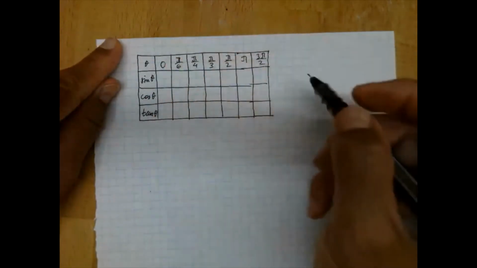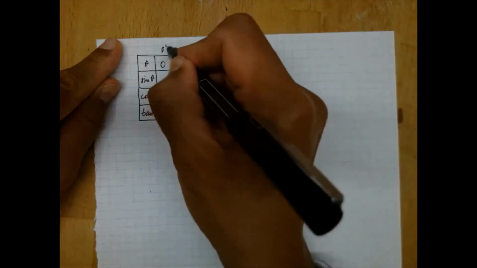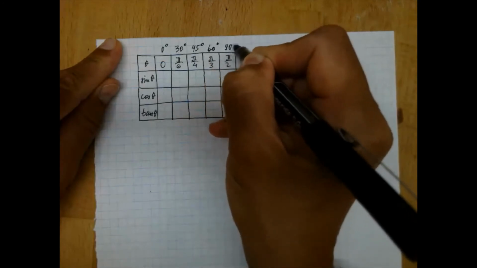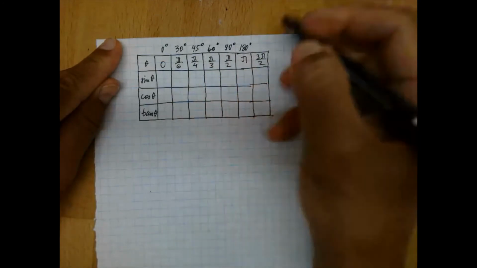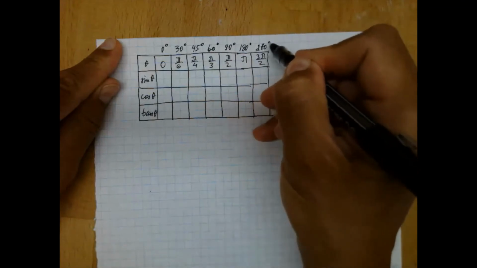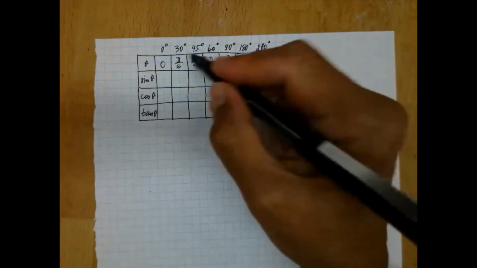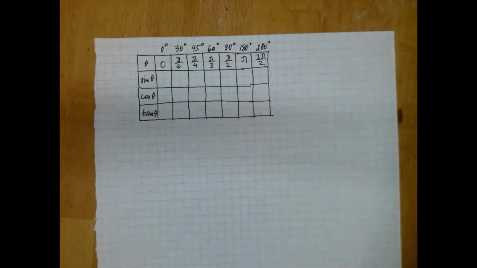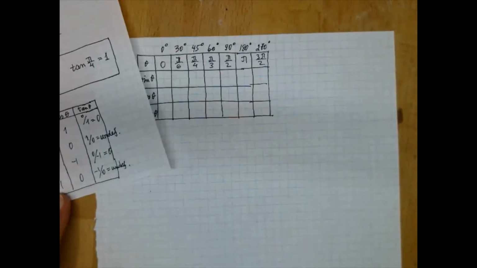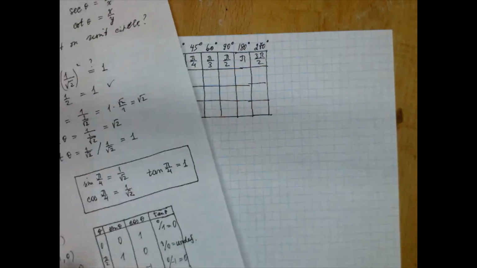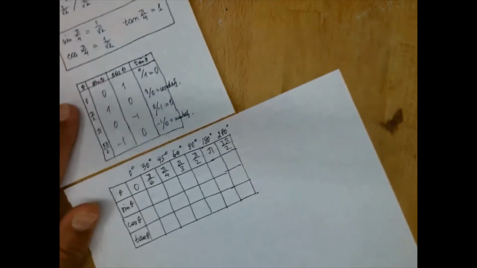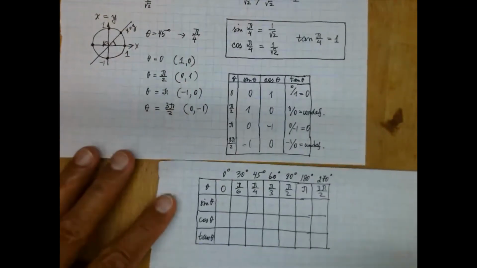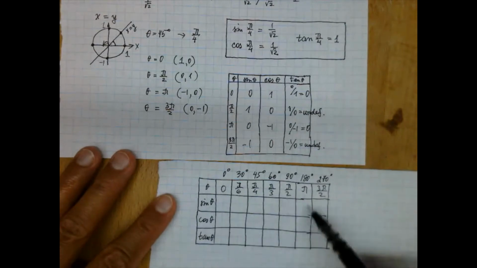Just to make a reference for numbers and degrees: 0 degrees, 30 degrees, 45 degrees, 60, 90, 180, and 270, I think, right? Just the same values in degrees. Well, let's first fill in 0, pi over 2, pi, and 3 pi over 2. I want to show you the second table too at the same time, so I'm going to use this little table.